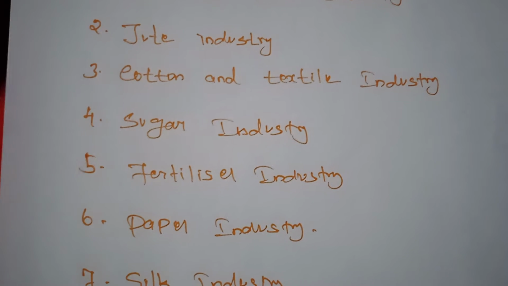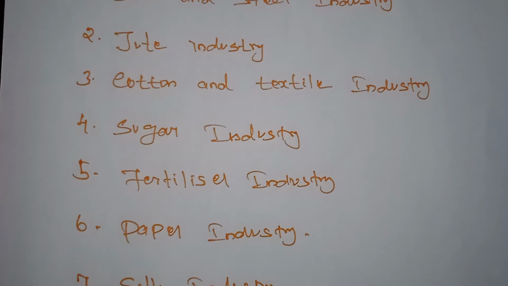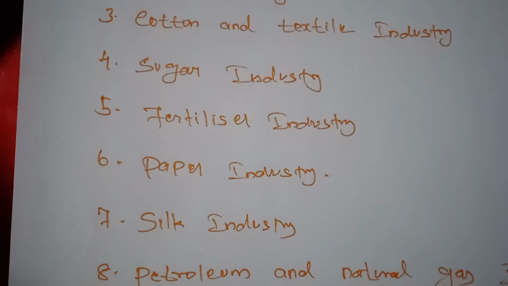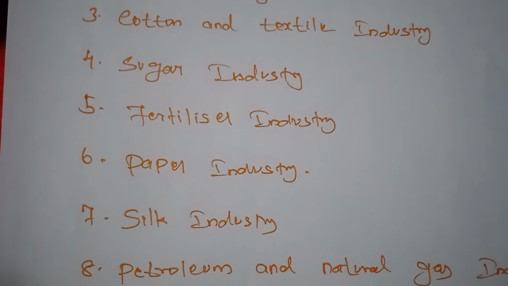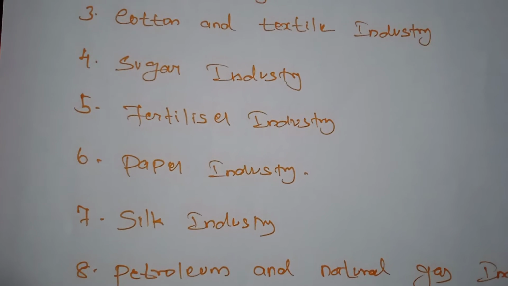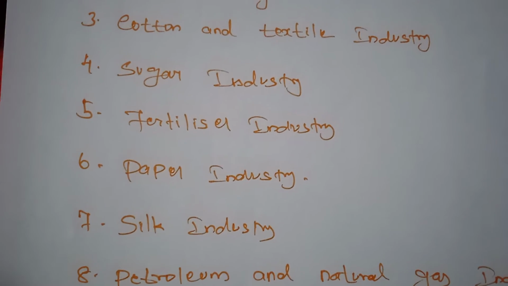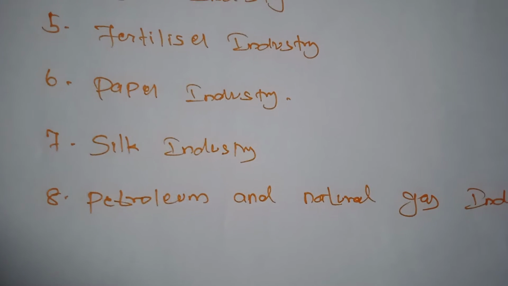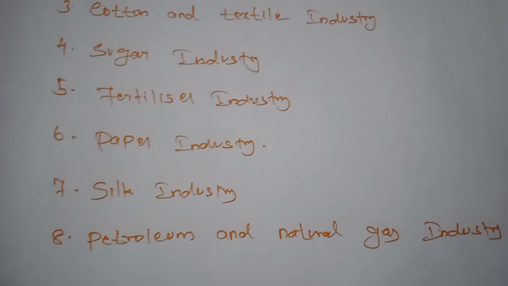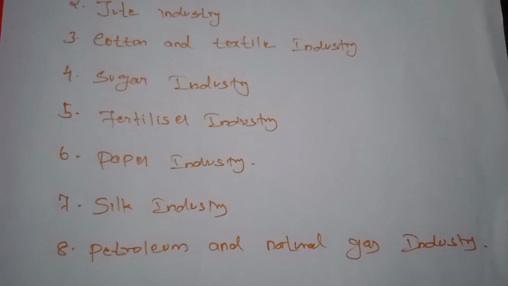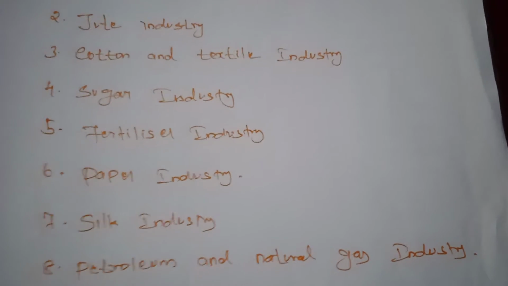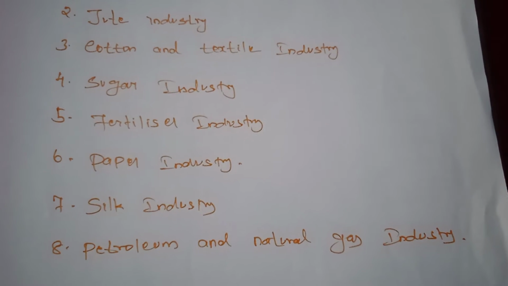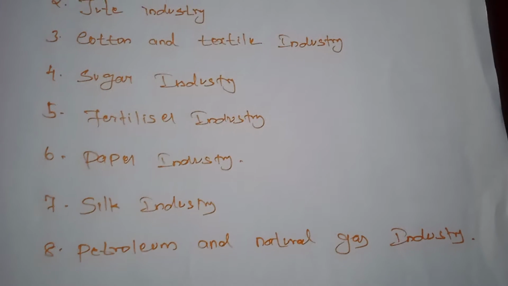Next, the fertilizer industry. India is the third largest producer of nitrogenous fertilizers. Next, paper industries. The first mechanized paper mill was set up in 1812 at Serampore in West Bengal. And continuing, the silk industries and the petroleum and natural gas industries are also large scale industries. There is no need to explain more elaborately, as this information about the large scale industries is mentioned in our book, and there is no need to study it in detail.